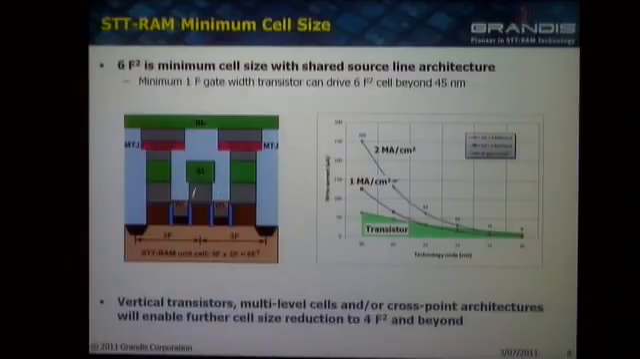You share the source line. You have the MTJ up here between two of the metal levels. And essentially it's 3F by 2F, 6F squared. It is actually possible to go further than that. If you had a vertical transistor, which is out on the roadmap for future DRAMs, and you combine a vertical transistor with an MTJ with the magnetization in the perpendicular direction, you can actually pack this into a 4F squared cell. And potentially in the future, you can also go to multi-level cells, but that's further in the future.